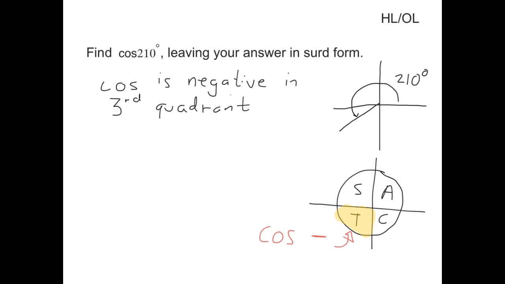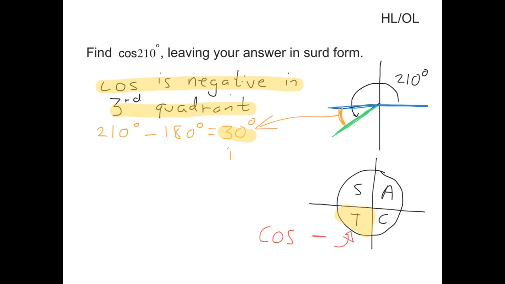Now our reference angle is always the angle between our angle of 210 degrees, so this line here, and the x-axis along here. So what that's asking us to find is this angle here. And this angle can be found by realizing that it's just going to be 210 degrees minus 180 degrees, which is 30 degrees. So this is the information we want: cosine is negative in the third quadrant, and our reference angle is 30 degrees.